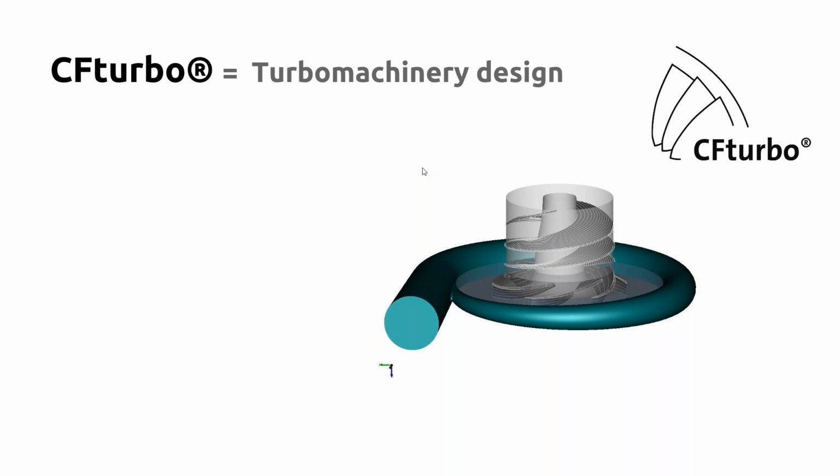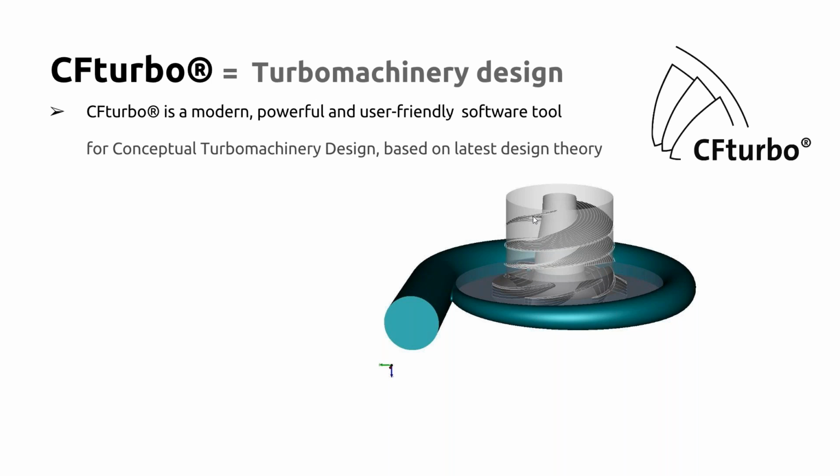Okay. First, I want to very quickly introduce our company. CFturbo is based in Dresden and in Munich in Germany, and from the beginning of this year we also have an office in the United States. Our main product is CFturbo, a turbomachinery design software, which is a modern and powerful and also user-friendly software tool, and it's meant for the conceptual turbomachinery design, and it uses the latest and state-of-the-art design theory.